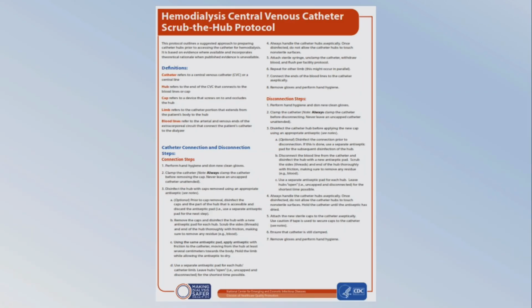So two different swabs are to be used, not the same swab from one to the other, with proper scrubbing, ensuring all visible matter like previous blood clots, some fibrin, dust particles, is visibly cleaned from that area. So that is the scrub the hub step that has to be followed, and it has been shown in trials to reduce infections. So this is very, very important.